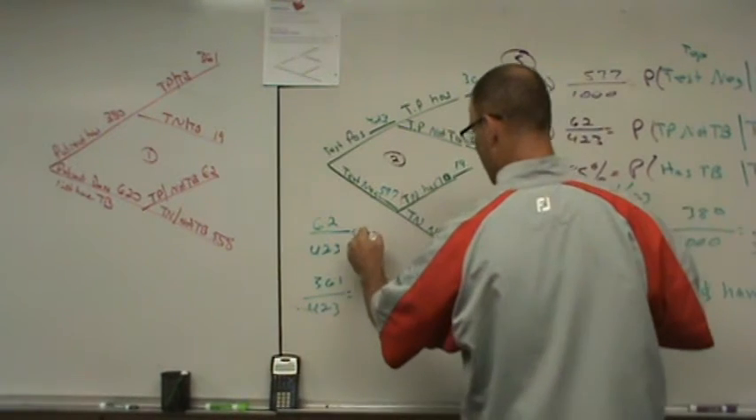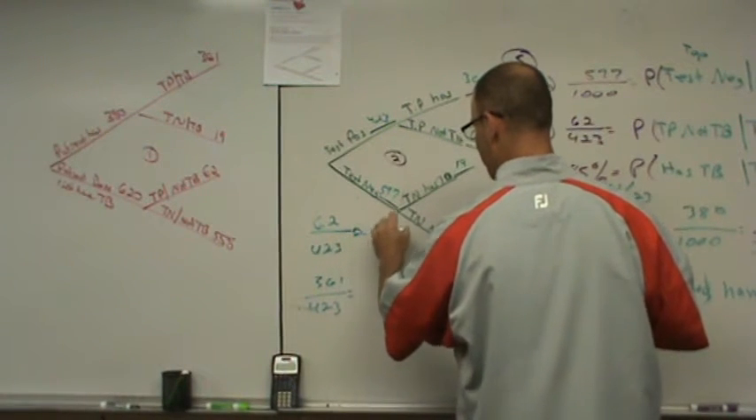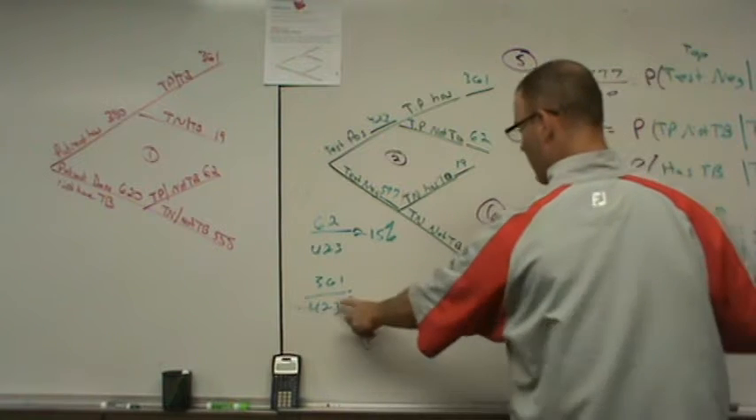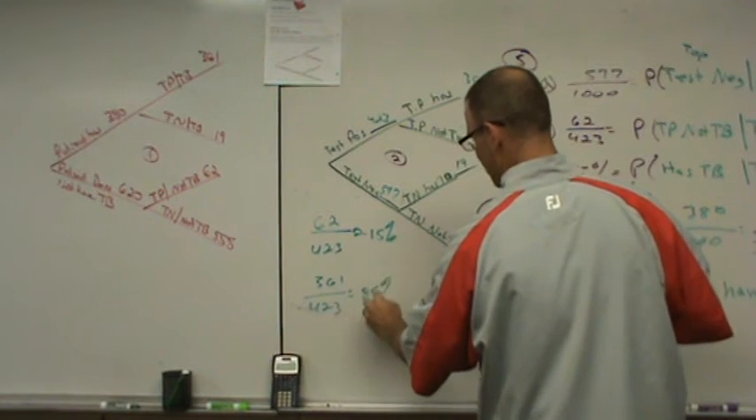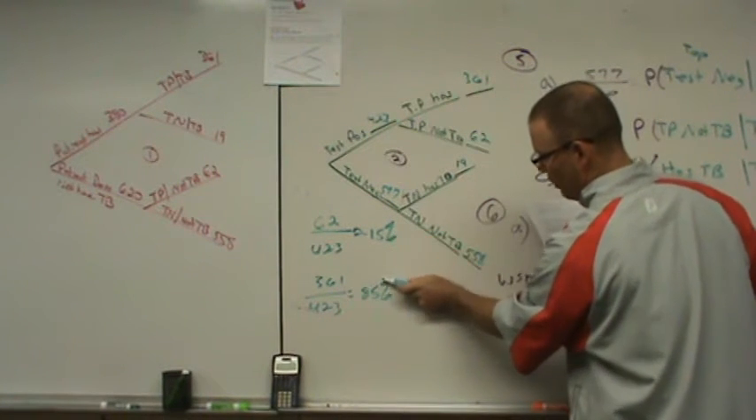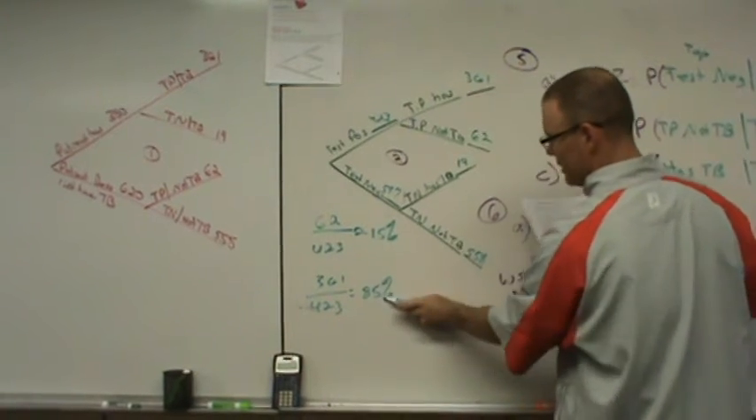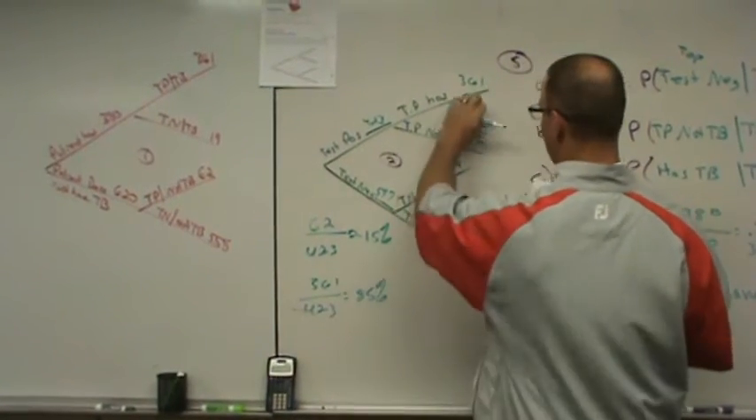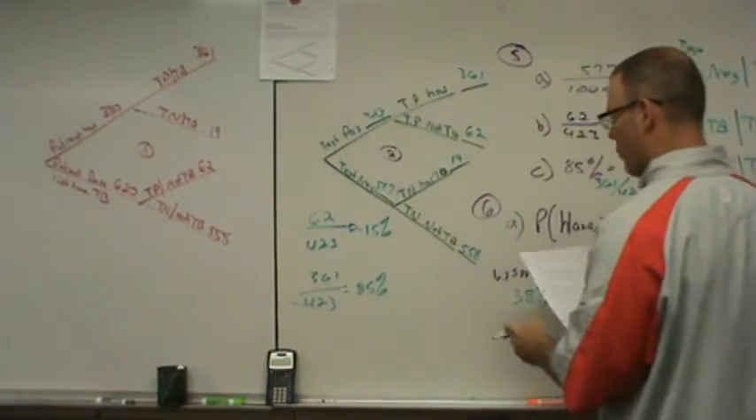62 out of 423 is approximately 15%. If we go with this, that would be 85%, right? Because 15 plus what is 100? That would be 15 plus 85. So that makes sense. Both of these make up the entire 423.